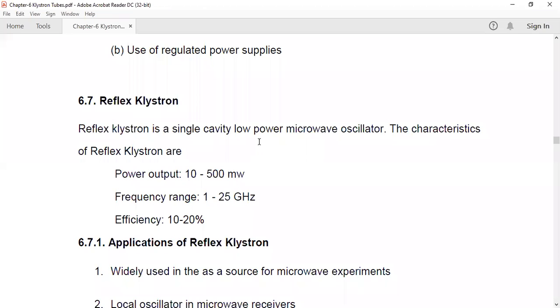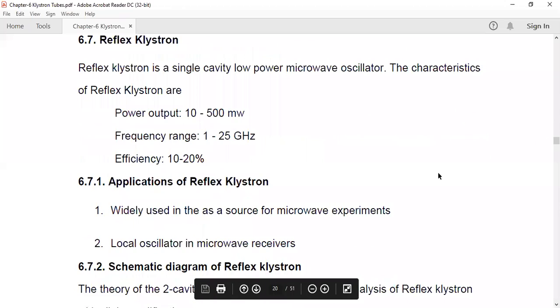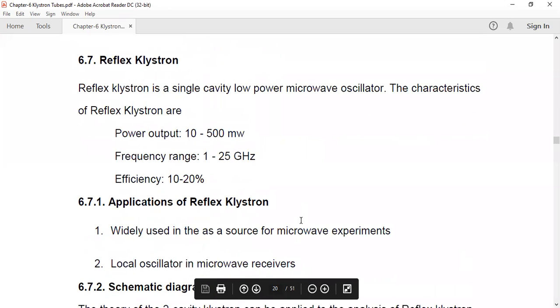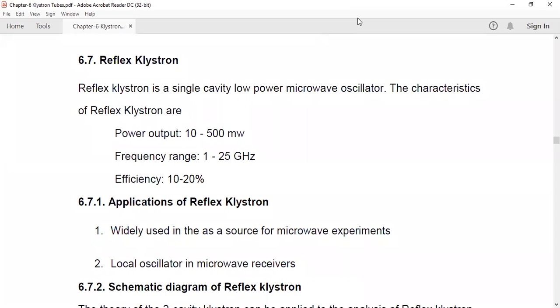Okay. So now I will explain what the reflex klystron is and how it works. I will end the meeting now. You please join once again, then I'll explain the reflex klystron. Please join immediately.